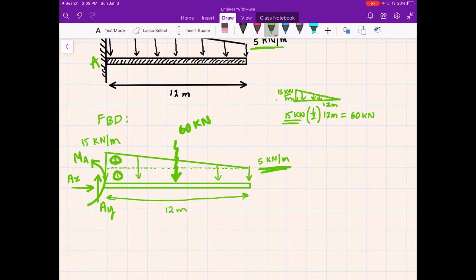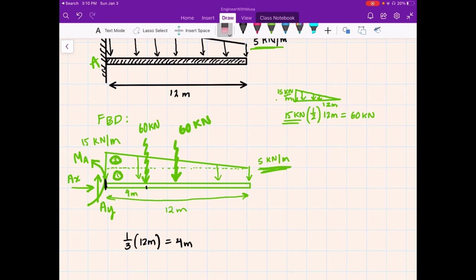But the difference here is that it's going to be 1/3 of the distance from the left hand side, as opposed to halfway. So 1/3 times 12 meters is equal to 4 meters. So it's going to be somewhere over here. So there we can say our second distributed load, 60 kilonewton, is 4 meters away.